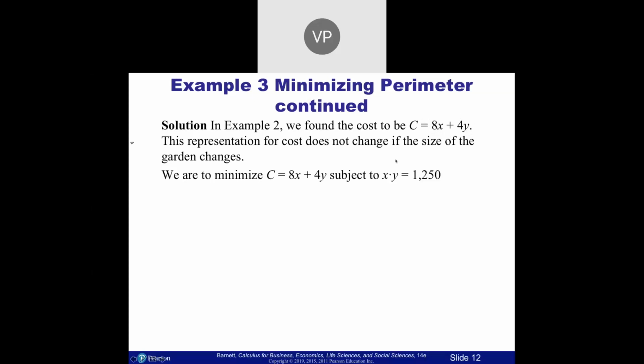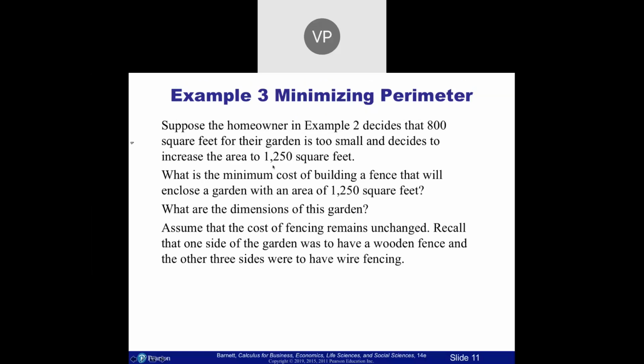And now we have to figure out how to get this 1,250. So remember, area is 1,250. That's X times Y. We want to minimize the cost. That's the question. So go back and read the problem again. What's the minimum cost of building a fence that will enclose a garden with an area of 1,250 square feet?